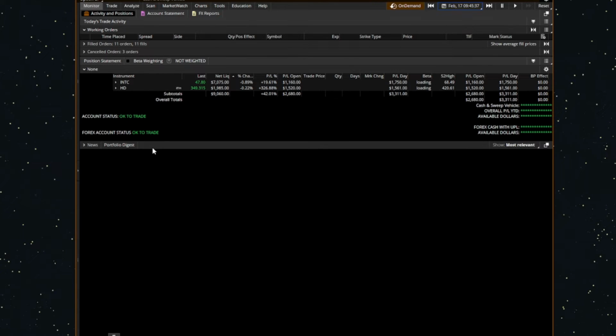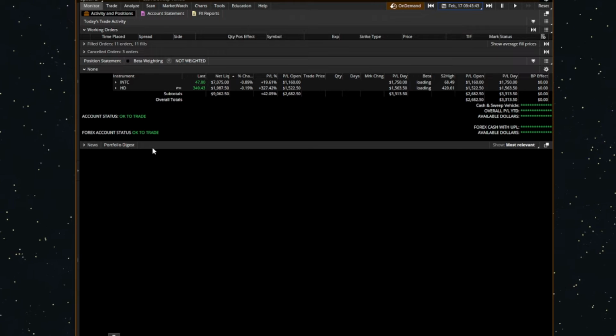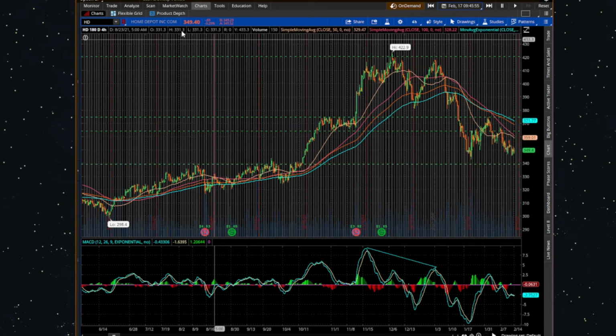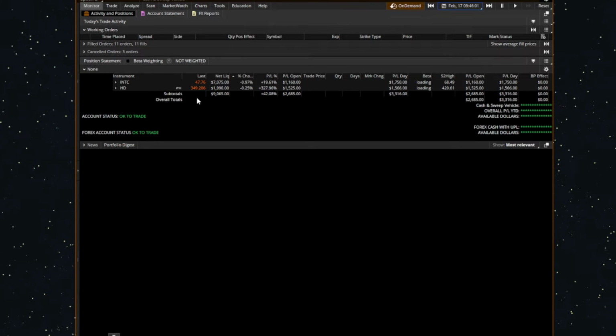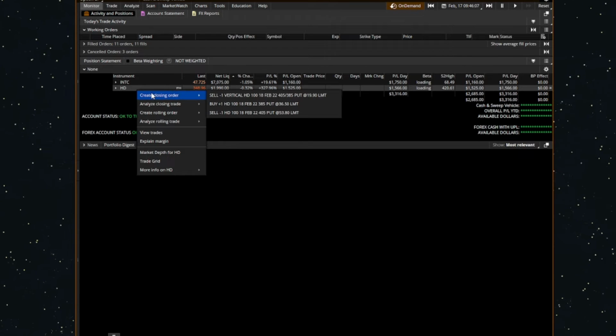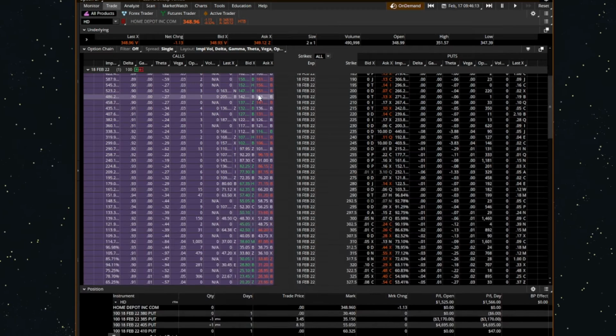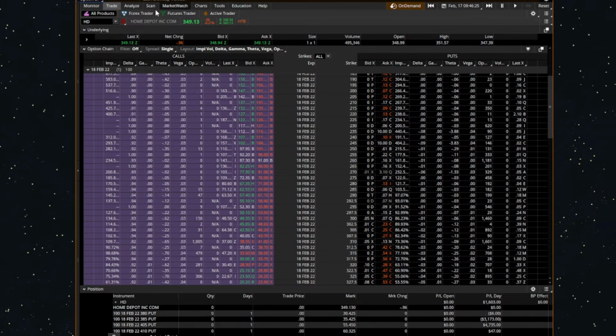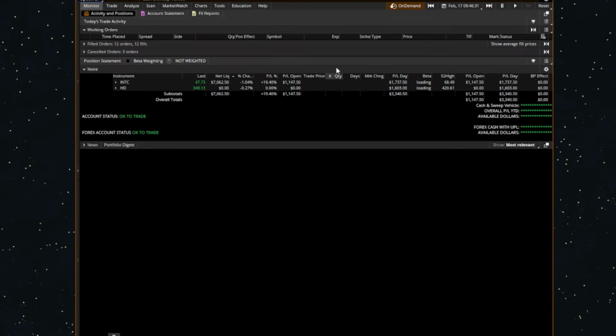So here we are. It's the 17th of February. The chart is telling us that the stock is at $349, so we're basically at max gains. What we can do is create a closing order and close out of this position. And we just made over 300% off of that trade.